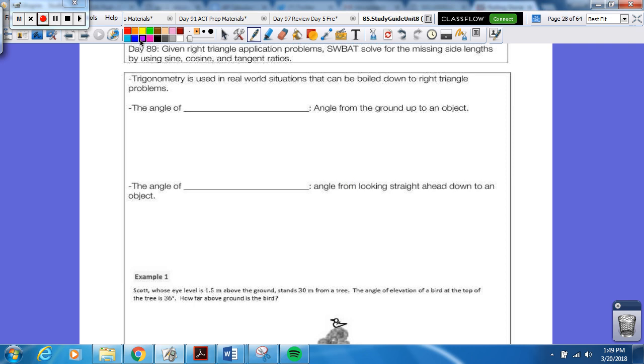Given right triangle application problems, we're going to solve missing side lengths by using sine, cosine, and tangent. We're going to use real-life situations. More trigonometry, SOHCAHTOA style. Trigonometry is used in real-world situations that can be boiled down to right triangle problems.